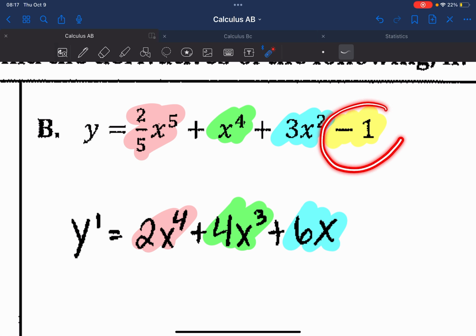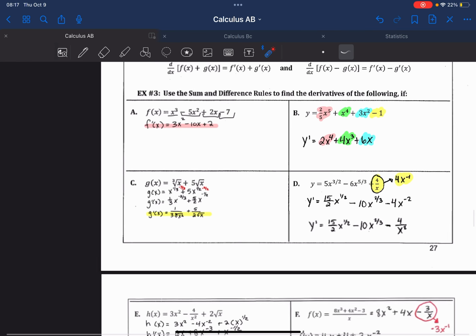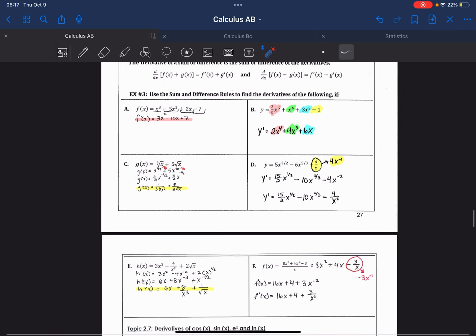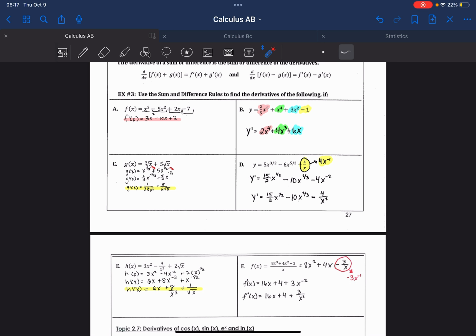And then notice this last part is a constant. And remember, the derivative of a constant is always 0. So technically this is minus 0. But we don't have to write that because that doesn't change our answer. Okay, let me pause right here if you want to try out these problems and then check if you got the right answer.